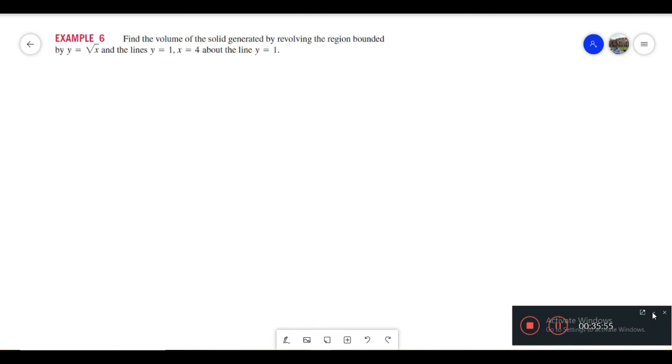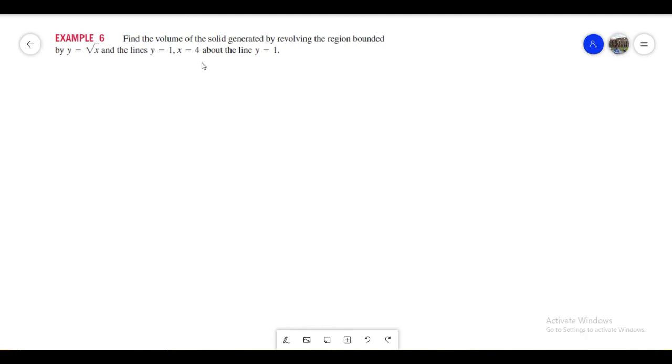In this question, we also have to compute the volume of the solid generated by revolving the region bounded by the curve y equals root of x, and the lines y equals 1, x equals 4, about the line y equals 1. So basically the question is the same as the previous one, but there is a twist in this question. Let us start by sketching the figure.